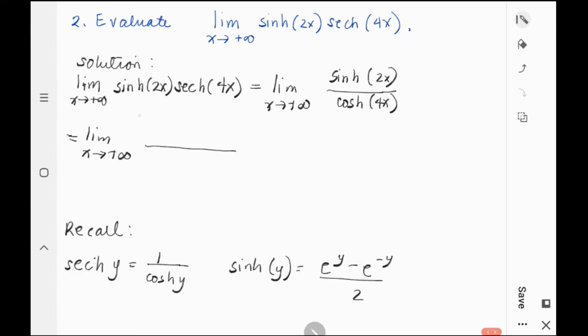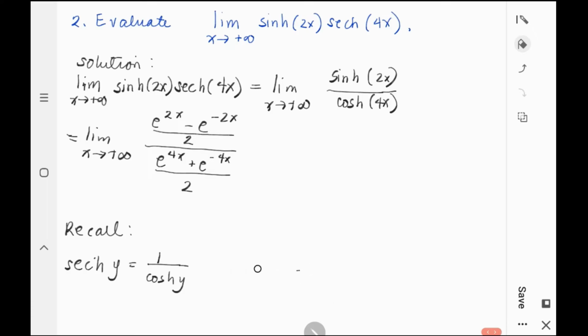So the numerator becomes e raised to 2x minus e raised to negative 2x, divided by 2. For the denominator, for the hyperbolic cosine of y, this is just plus. So the denominator becomes e raised to 4x plus e raised to negative 4x, divided by 2. These twos will cancel.